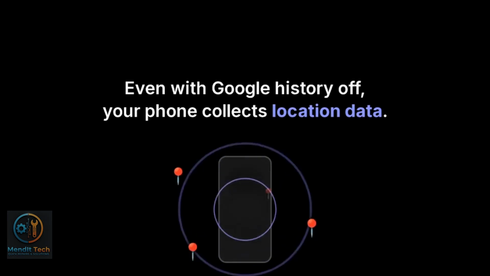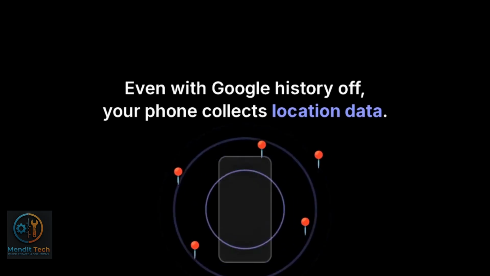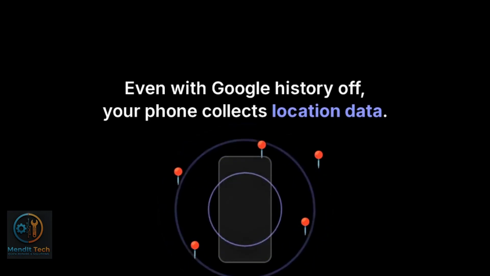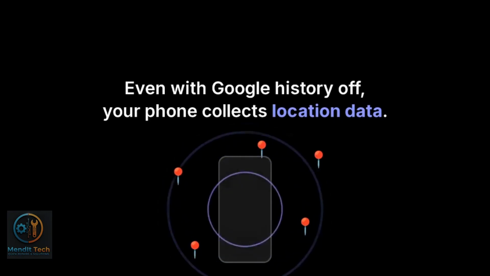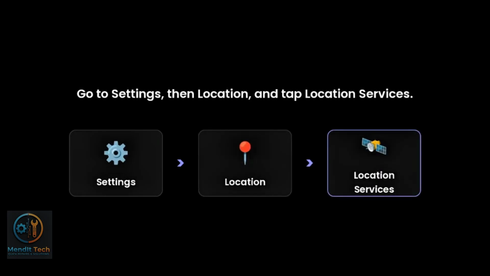Step 2. Android System Location Tracking. Even if Google's history is off, your phone itself still collects location data. Let's disable that too. 1. Go to Settings, Location. 2. Tap Location Services. 3. Turn off these options.